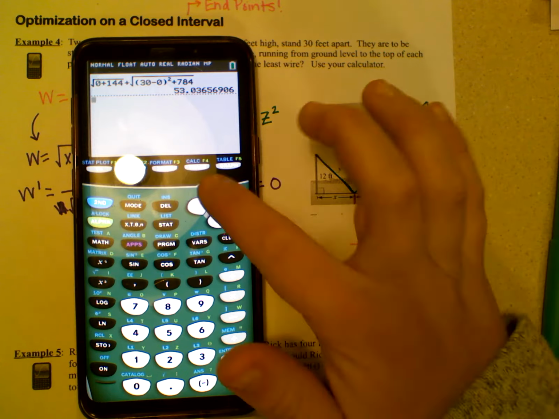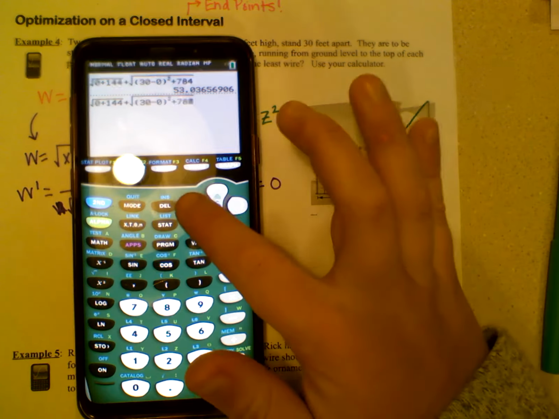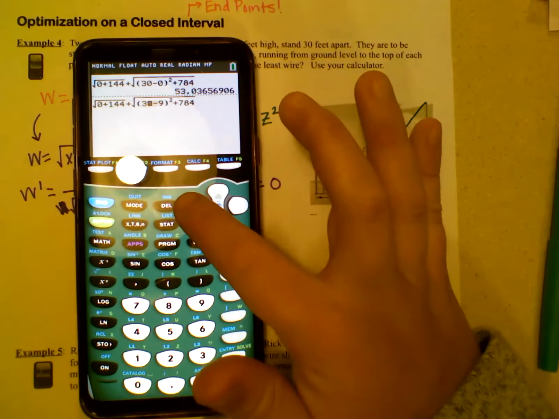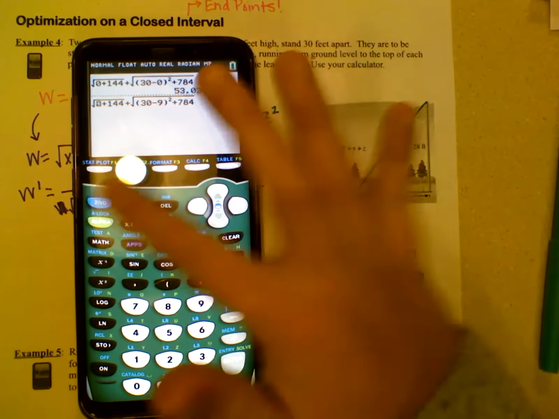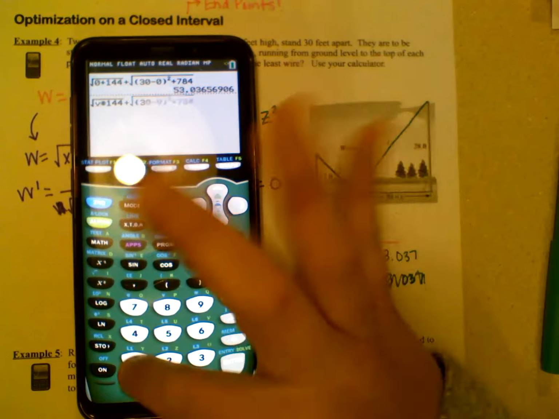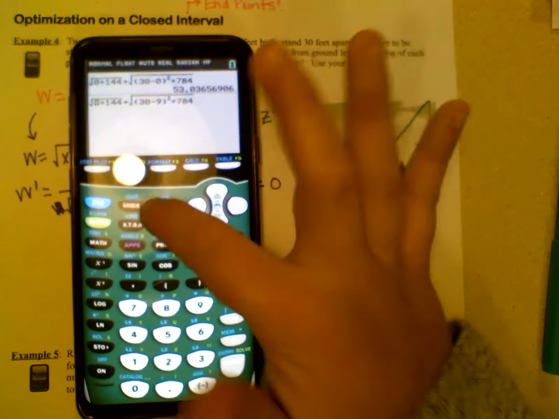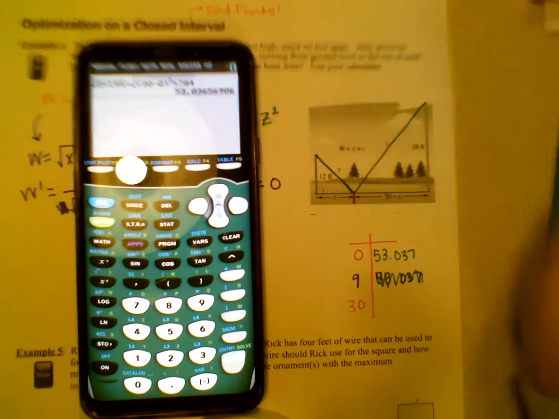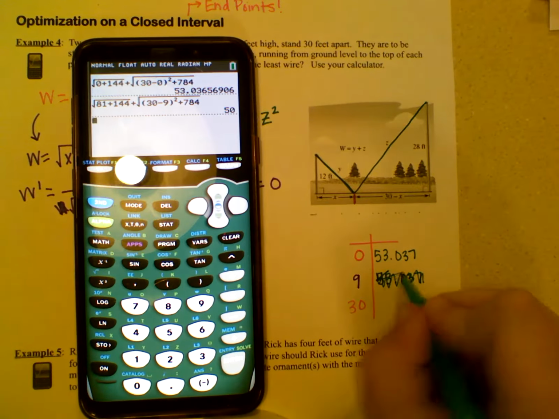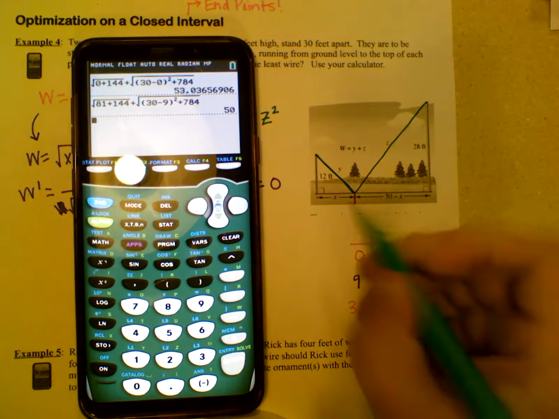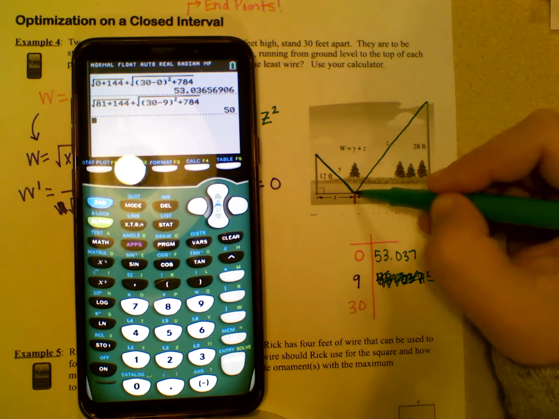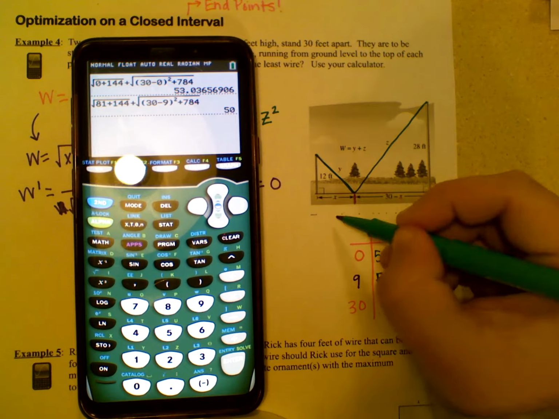So we're going to do the same calculation now, but we're going to use 9. I'm going to change that 0 there to a 9, and I'm going to change this one to an 81 because that's 9 squared. So at 9 feet over, it'll be 50 feet of rope. So 50 feet to go from here to here if this is 9 feet away.